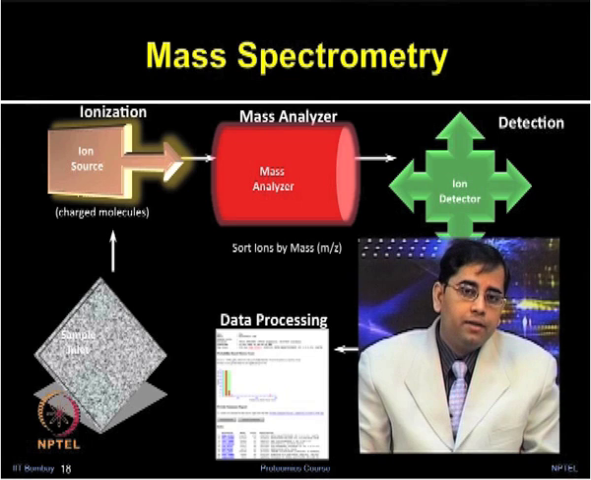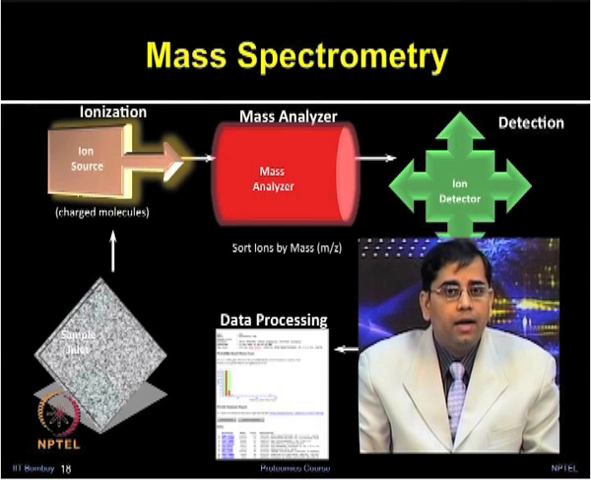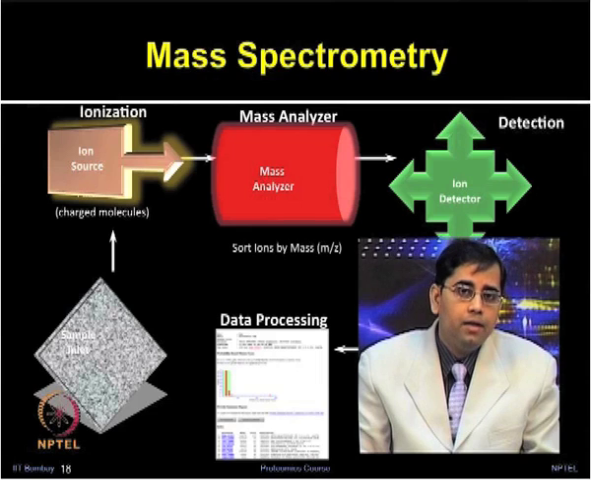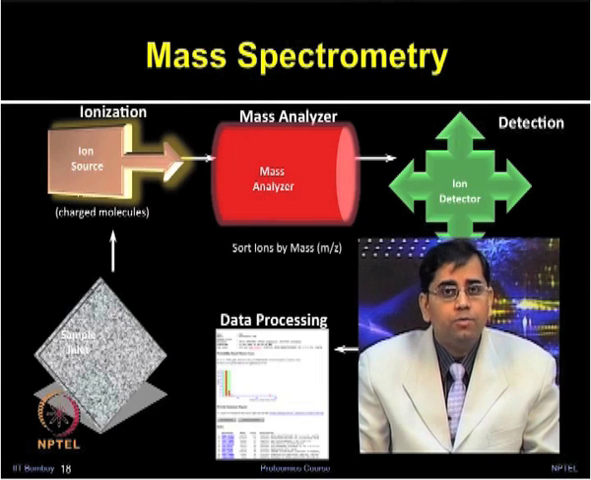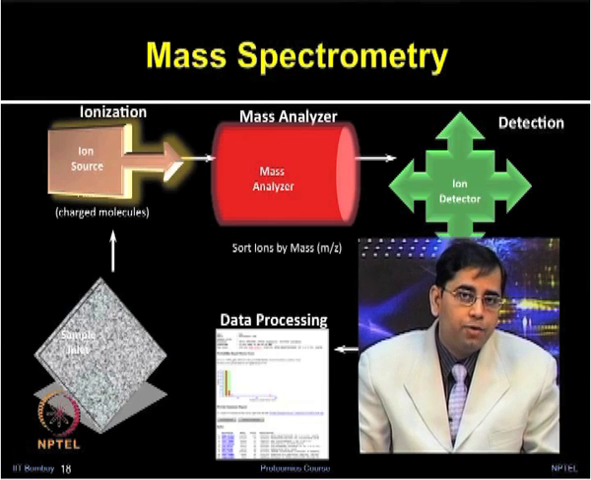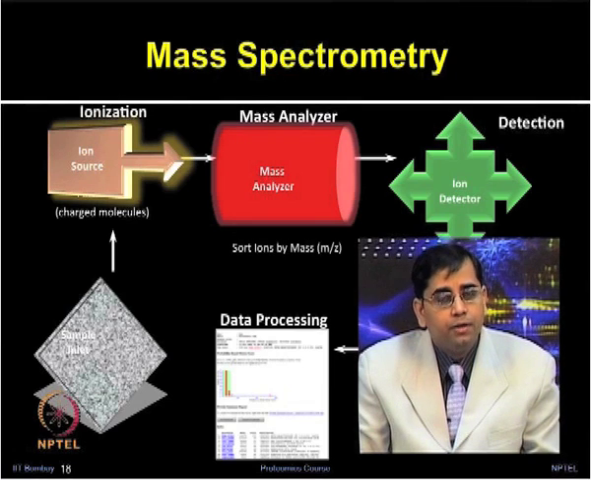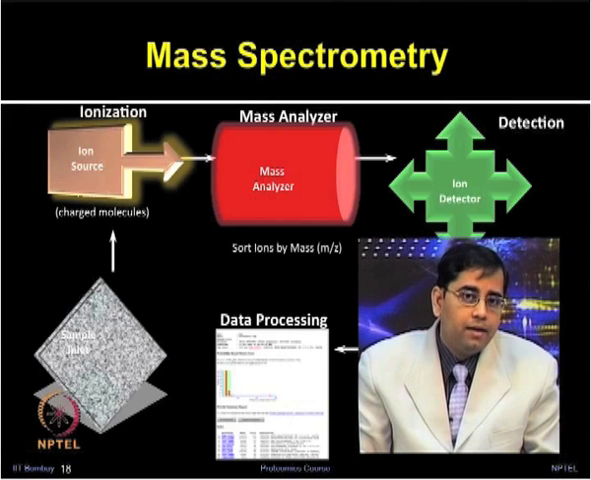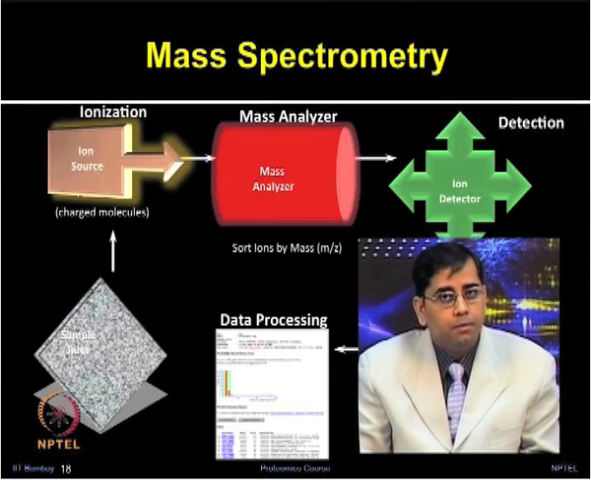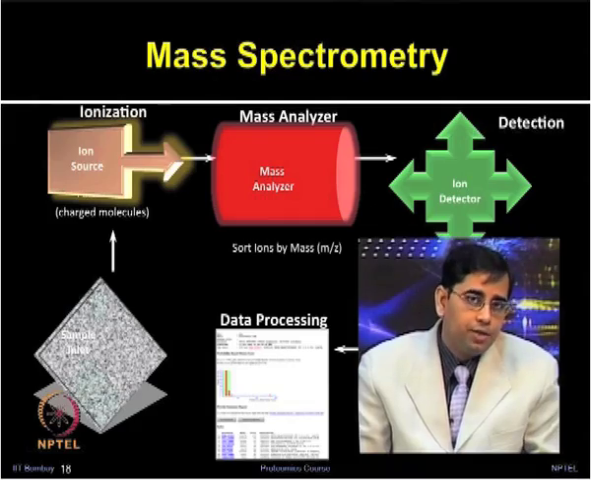Mass spectrometry is a technique for protein identification and analysis by production of charged molecular species in vacuum and its separation by magnetic and electric fields based on mass to charge ratio.